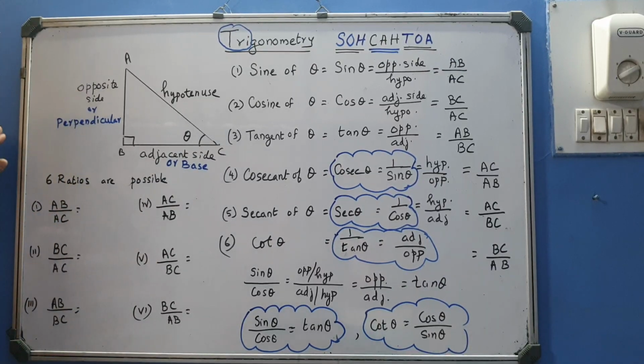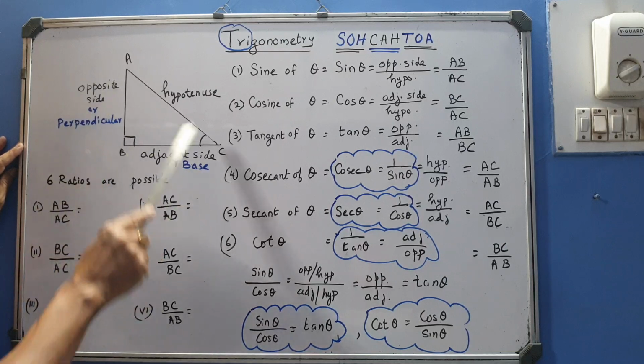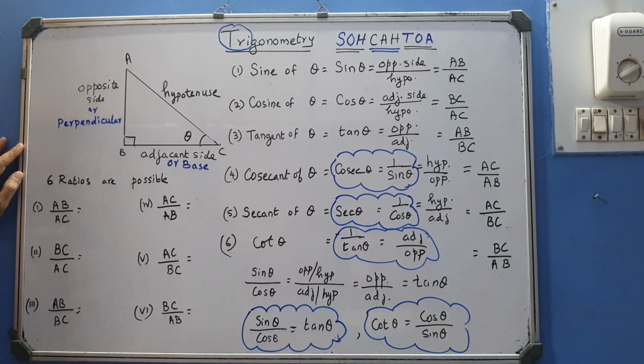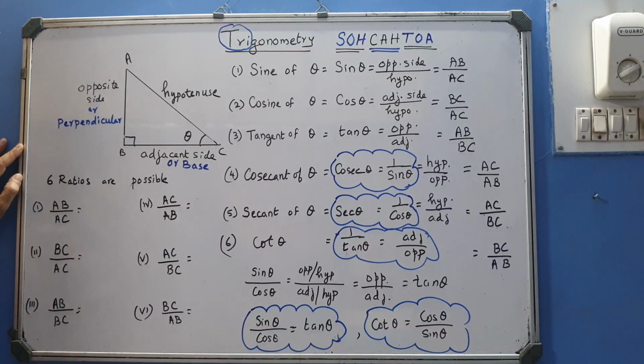Okay, now we learn the 6 trigonometric ratios. Between the sides of the triangle, how many ratios are possible? We are able to get 6 ratios. These are the sides of this triangle. Between the sides, 6 different ratios are possible.